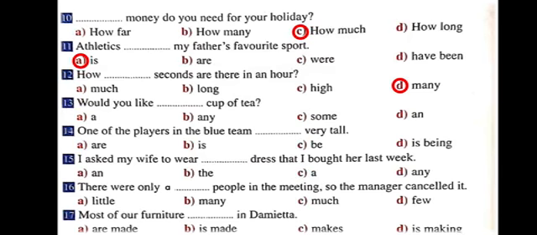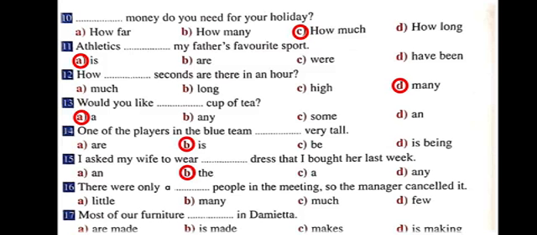How many? Would you like a space cup of tea? A, any, some, an. Would you like a cup of tea? One of the players in the blue team very tall. Is, being, is. I asked my wife to wear the dress that I bought her last week. An, the, a, any. The.